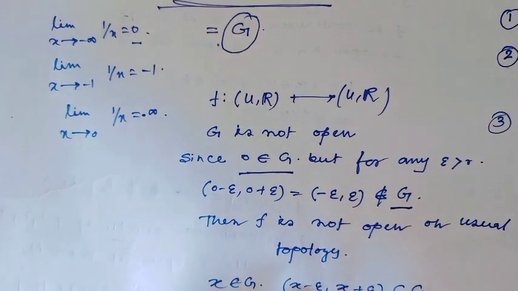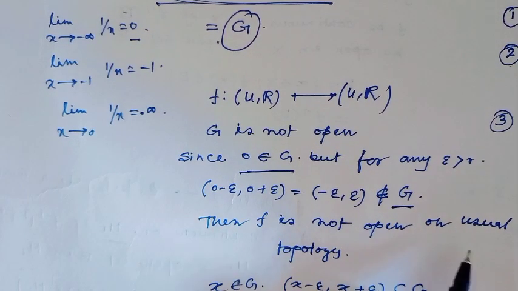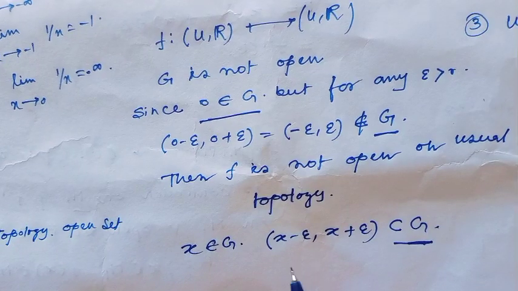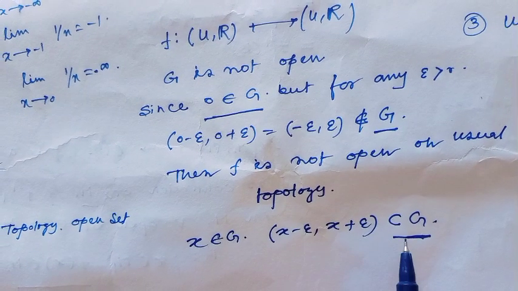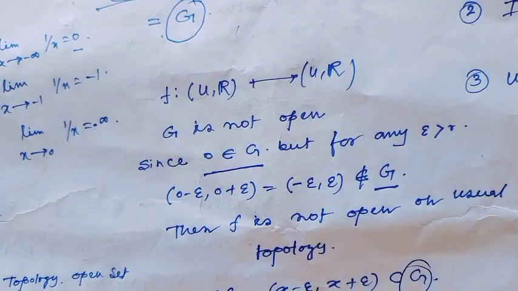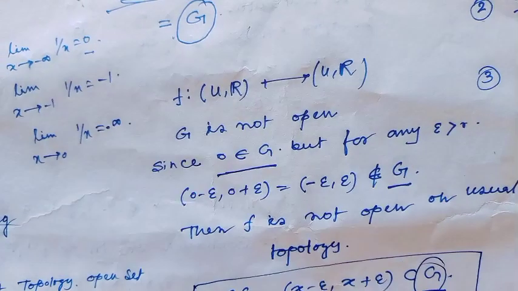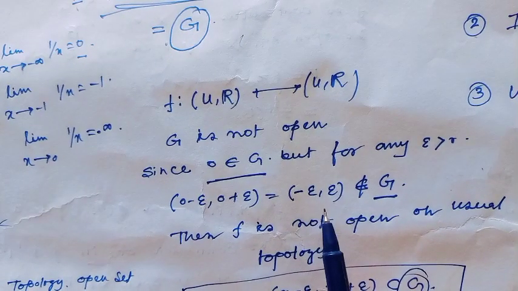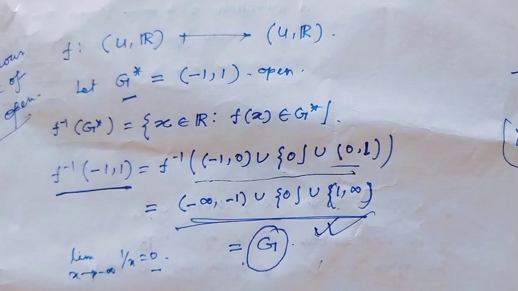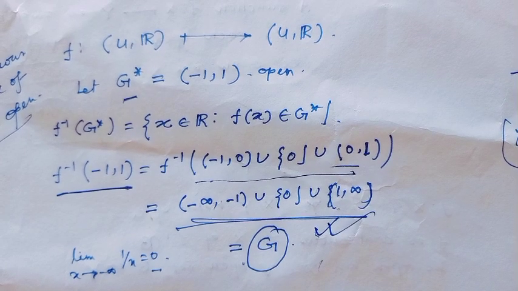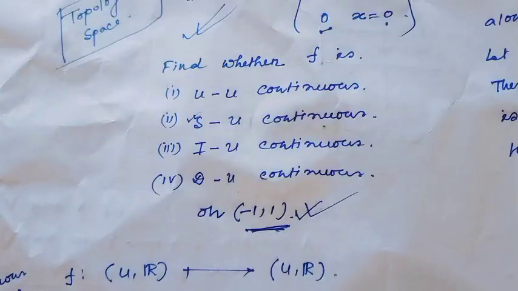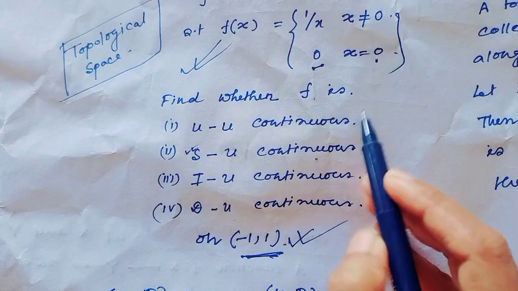Because in usual topology, open set means any member X belongs to G, and the interval (X minus epsilon, X plus epsilon) belongs to the set G. This is the definition of open set in usual topology, which we all know. But here, the interval (minus epsilon, epsilon) does not belong to the set G. Notice, minus epsilon to epsilon is not in the set G. So, actually, this function is not continuous in the usual topology.